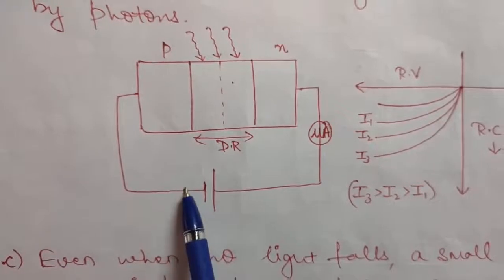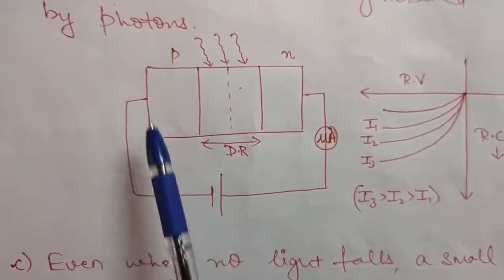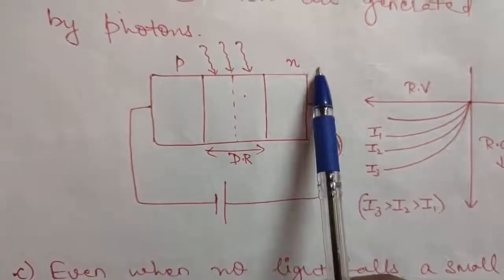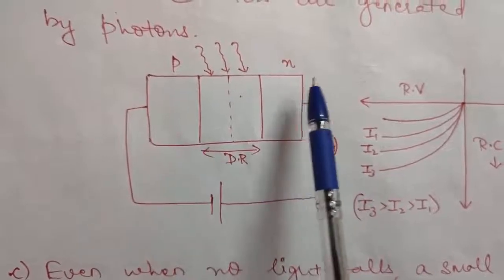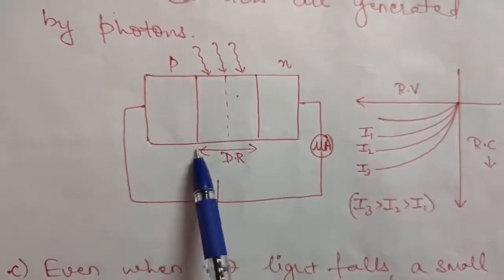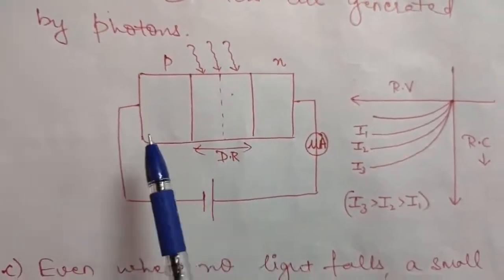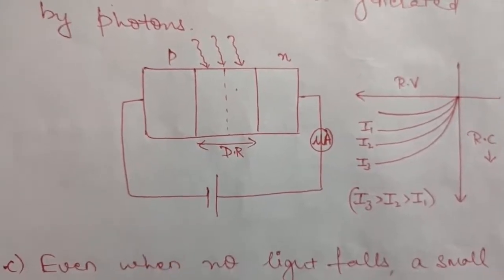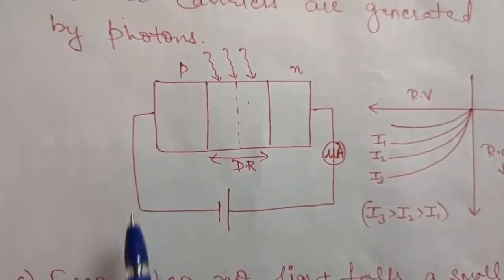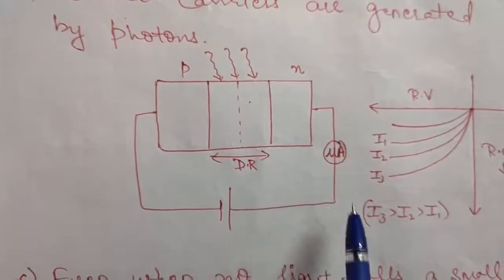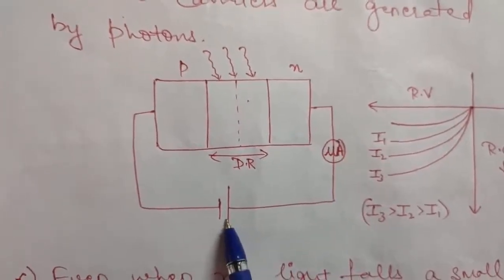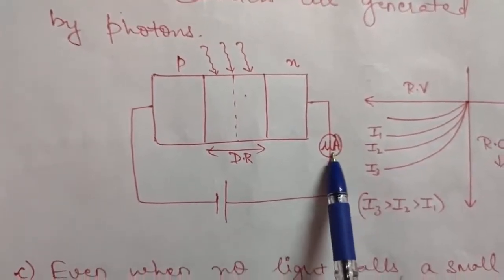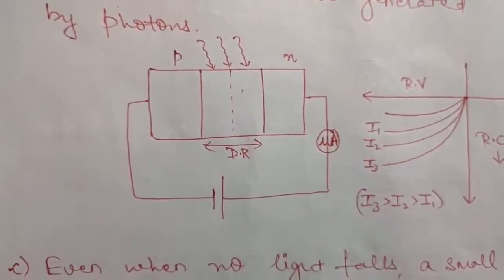So this is the simple diagram of a photodiode. This is a P type, this is a PN junction, and this is a depletion region. Now, as I told you, this is reverse biased. That means P is connected to the negative and N is connected to the positive of the external battery. And we have connected a microammeter here to measure the current.